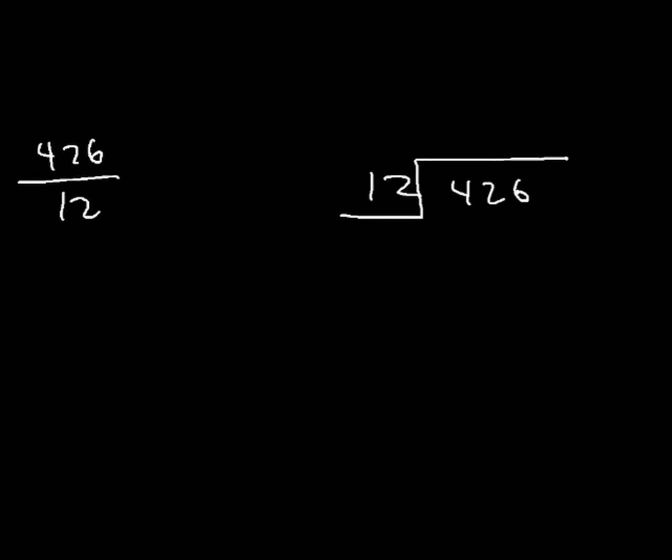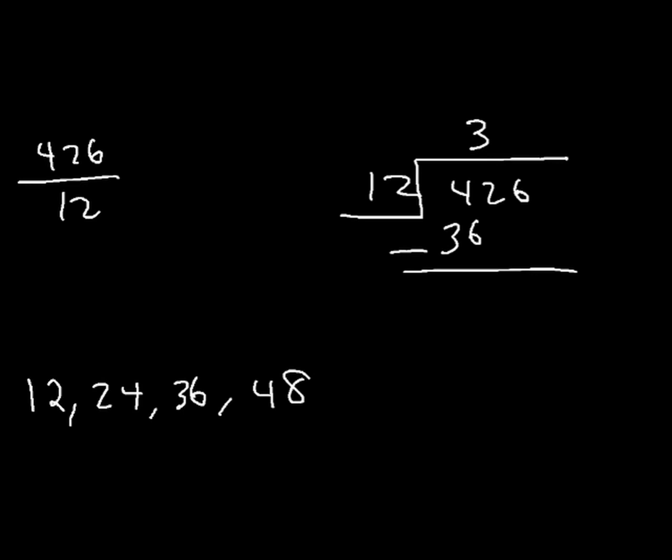And for the sake of practice, let's try one more example. 426 divided by 12. So how many times does 12 go into 42? If we write out the multiples of 12, it's 12, 24, 36. 48 is too much, so 12 goes into 42 at least 3 times. 12 times 3 is 36. So 42 minus 36 is 6.